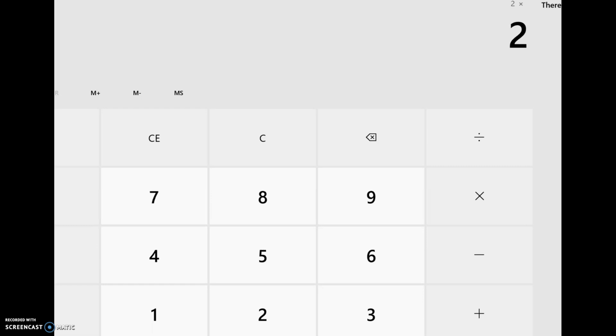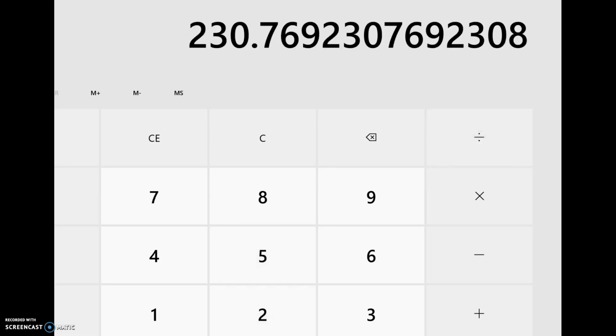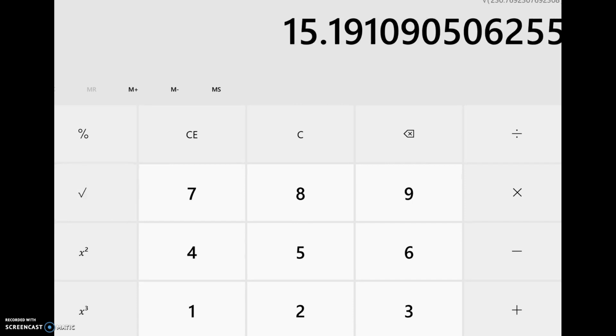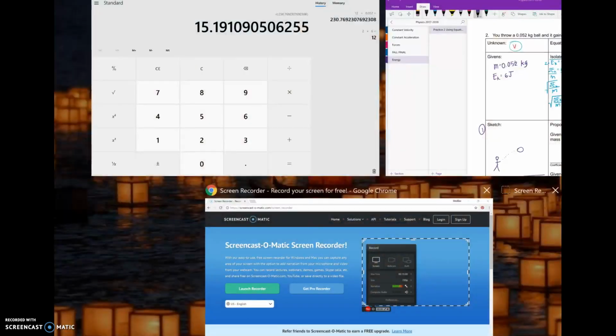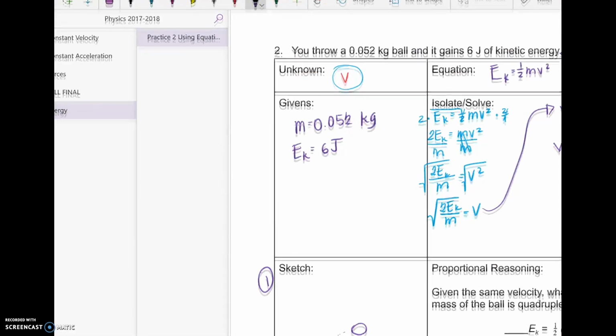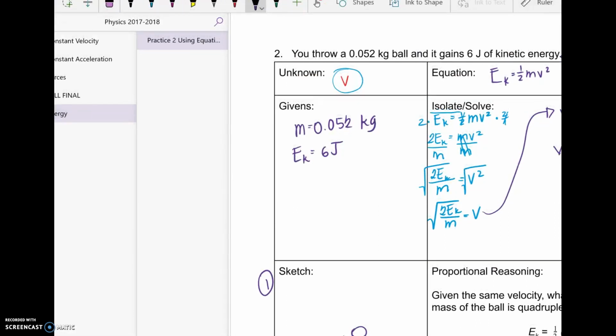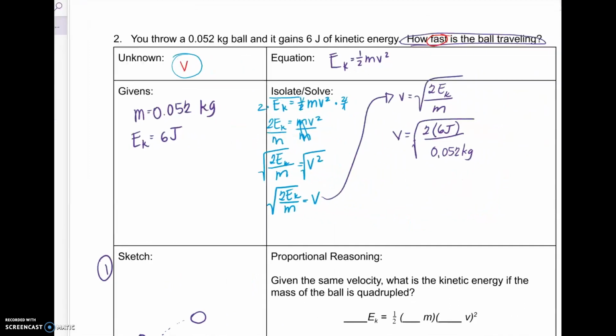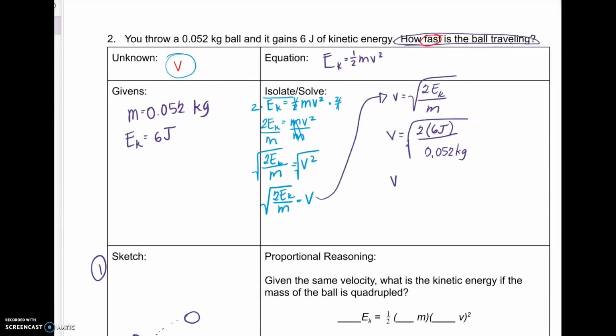All right, 2 times 6 is equal to 12, divided by 0.052, right? So this is the number that we're going to square root. So I'm going to go ahead and press the square root button, and we're going to get 15.19. So our answer is going to be, let me scoot this back over. Okay. Velocity is equal to 15.19 velocity units or meters per second.